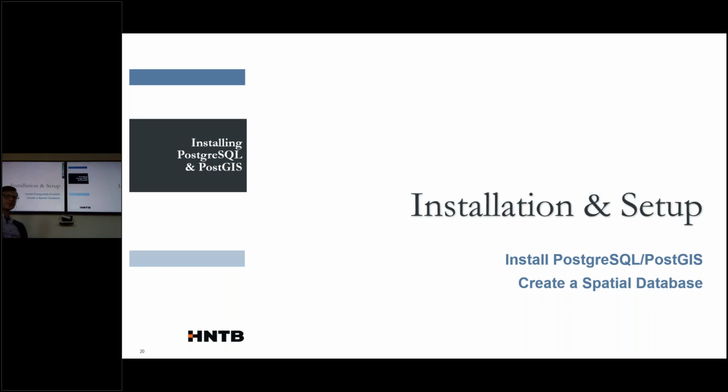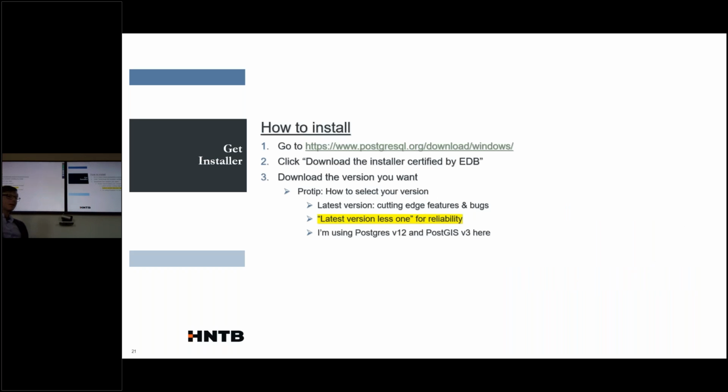All right, so how do we install this? This is pretty easy. We're going to cover 2 steps: installing Postgres, and creating a spatial database. All you do is go to the Postgres webpage, go to download/Windows, click on the download the installer certified by EDB, and download the version you want. Here's a pro tip: you usually want the latest version, or LTS, the long-term release, for reliability.